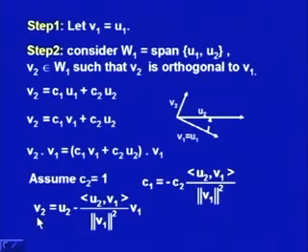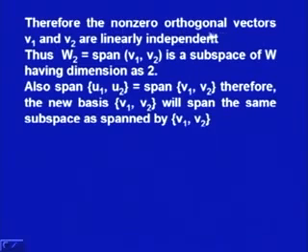So we have obtained vector v2 which is perpendicular to v1. So for given two vectors we have two orthogonal vectors. Therefore the non-zero orthogonal vectors v1 and v2 are linearly independent. This we have just now proved. Now the span of v1, v2 is a subspace of W having dimension 2 because these vectors are independent.